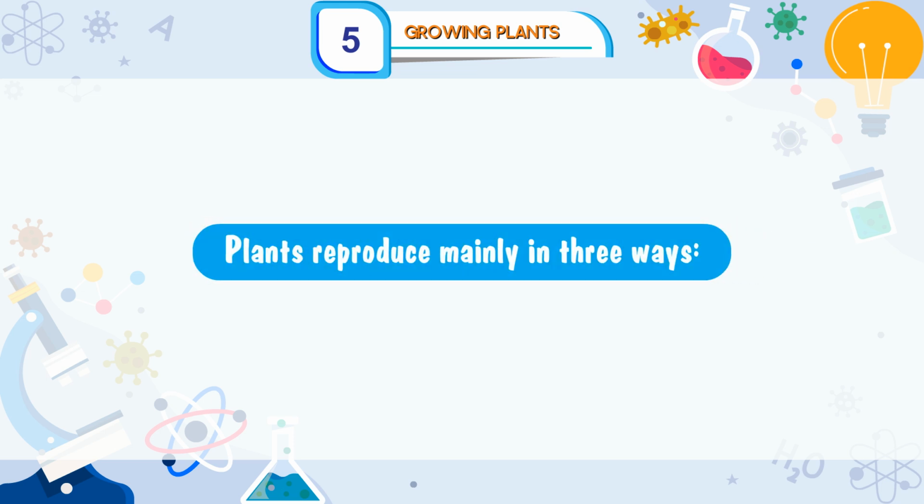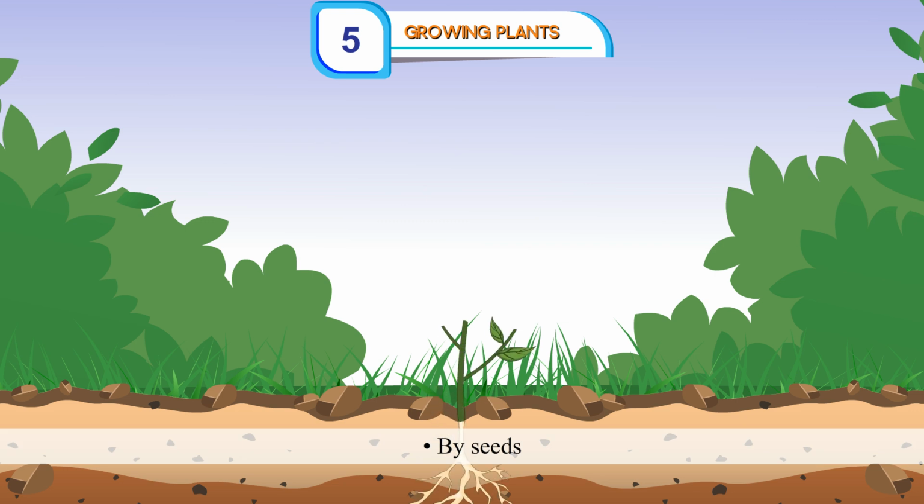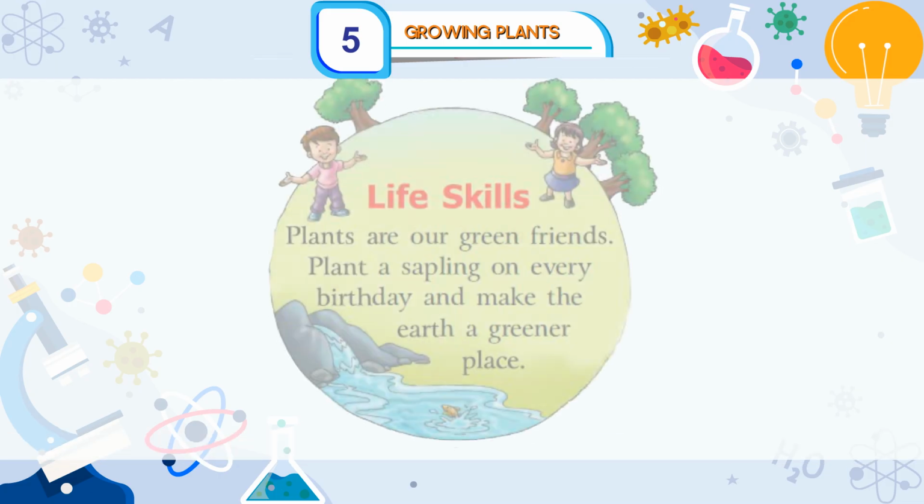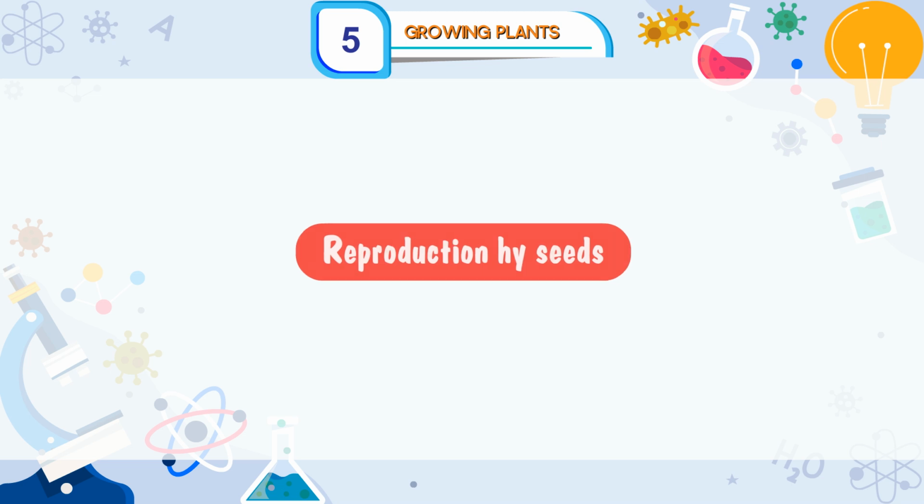Plants reproduce mainly in three ways: by seeds, by spores, by body parts. Life skills. Plants are our green friends. Plant a sapling on every birthday and make the earth a greener place.